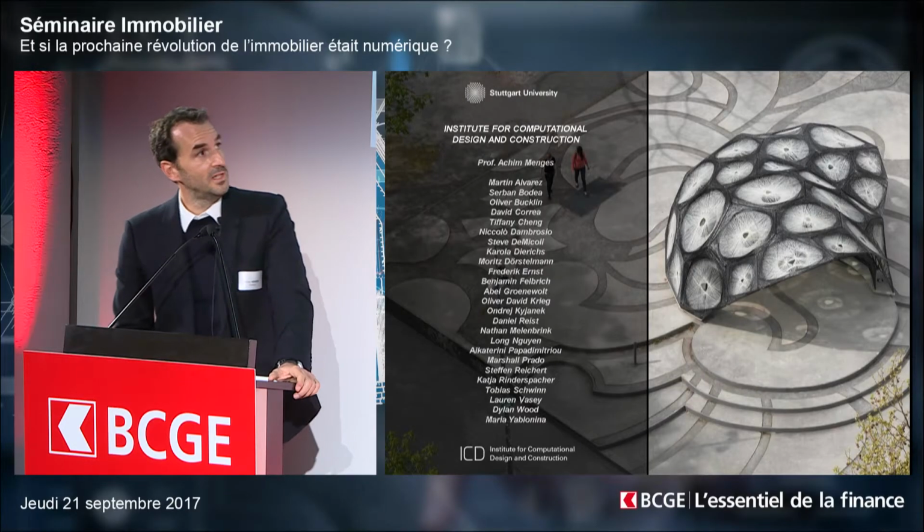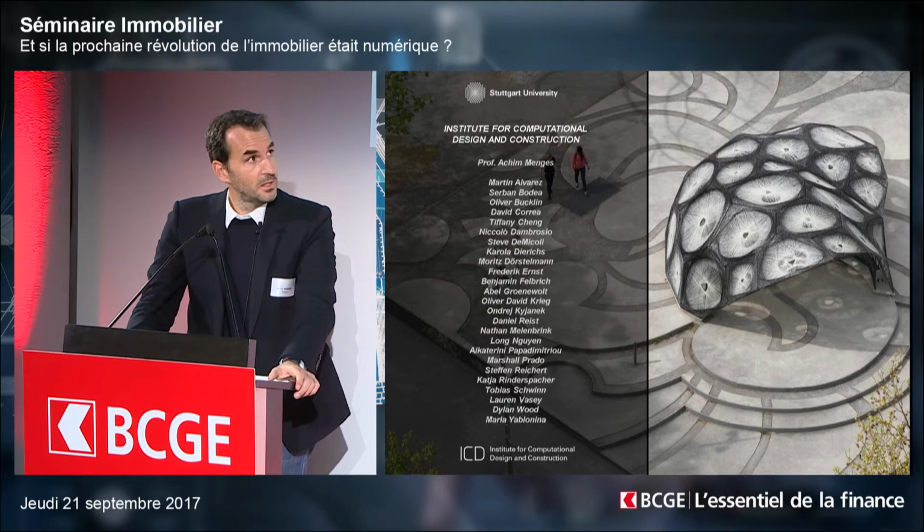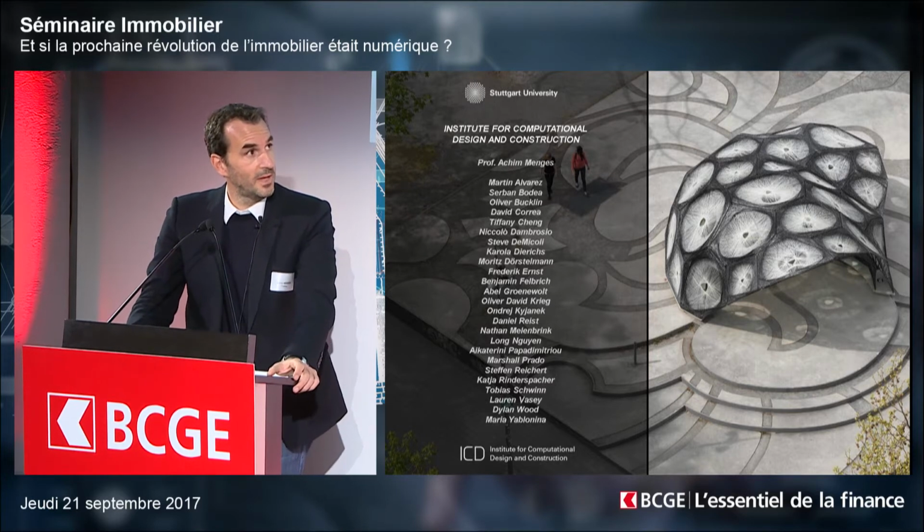So I think what we really need to do is we need to somewhat fundamentally rethink design and construction, and I think digital technologies allow us to do so. At the University of Stuttgart, we have a team of about 22 full-time researchers, some of them architects, some of them engineers, some of them computer scientists, and we collaborate on this idea of rethinking design and construction, and that mainly revolves around a higher level of integration.